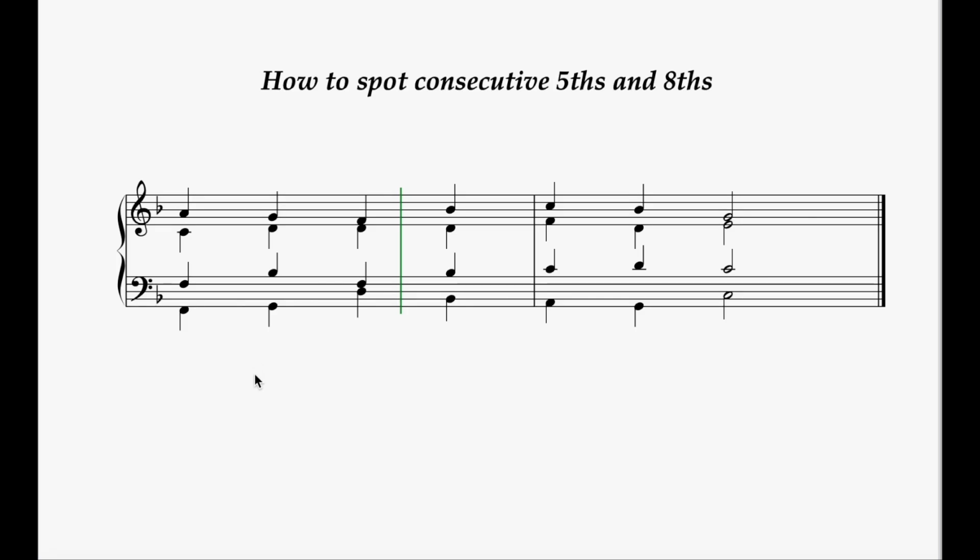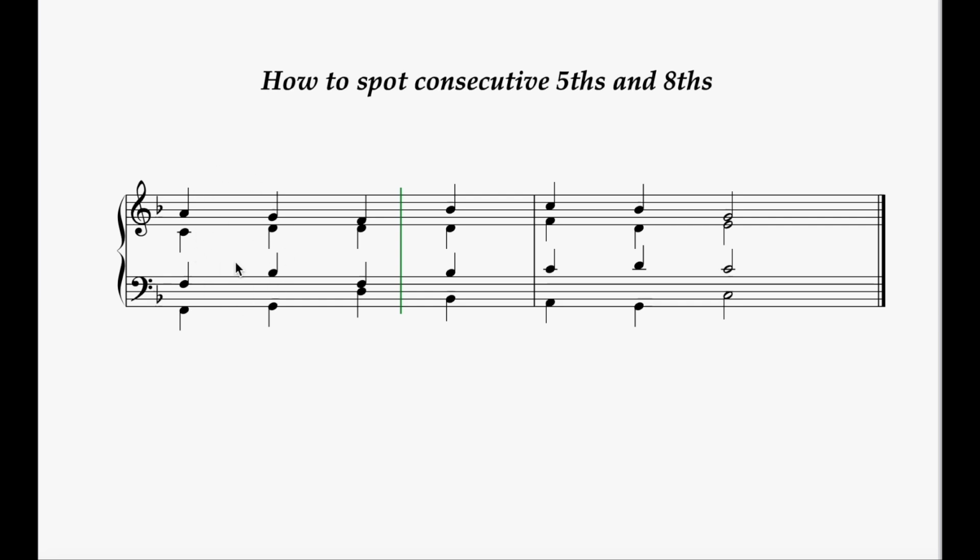Hi everyone. Today I'm going to show you how to spot consecutive fifths and consecutive eighths, consecutive octaves. In four-part harmony, one of the big sins you can never do is to have consecutive fifths or consecutive octaves. What does that mean? That means two voices move the same way, being a fifth or an octave apart. So I'll show you. If that doesn't make any sense to you, watch.